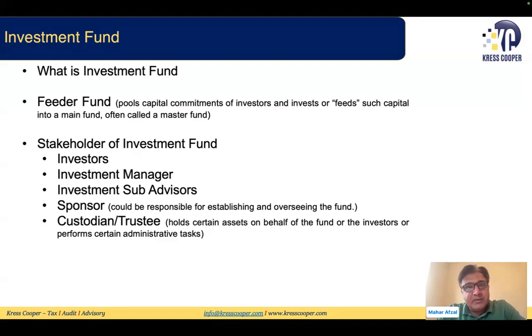Investment sub-advisors are the advisors who are supporting the investment managers. A sponsor could be responsible for establishing and overseeing the fund. The custodians are the people or companies that are holding certain assets on behalf of the funds, or they are performing some administrative tasks. All these things we have discussed in our previous webinar.